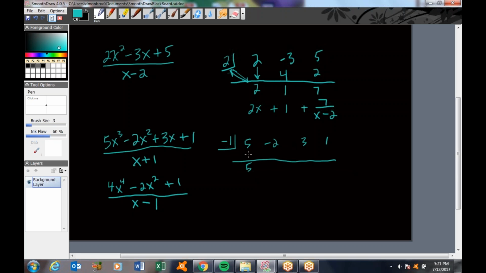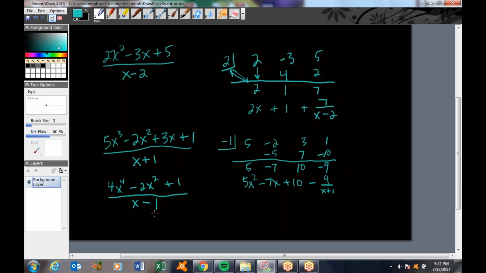So drop the 5 down, multiply, that gives a negative 5. Add, it's a negative 7. Multiply, that's a positive 7. Add, it's a 10. Multiply, that's a negative 10. Add, it's a negative 9. Finished. Our answer is 5x squared minus 7x plus 10 minus 9 over that x plus 1.